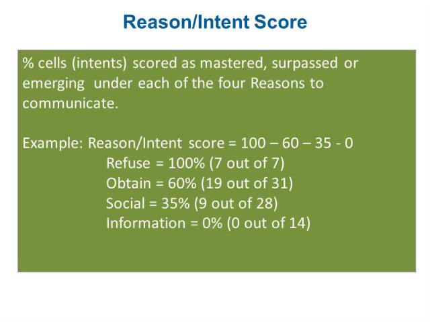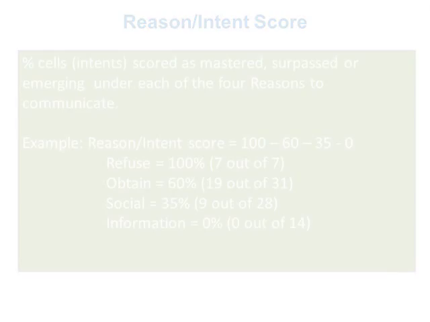For instance, the score above shows an individual who has a reason intent score of 100, 60, 35, 0. So she has a 100% score for refusing and a healthy 60% for obtaining. However, social interaction is only at 35%, and this individual has no means at all of exchanging information. So this pattern gives you a general idea of the sorts of things that this child can express.